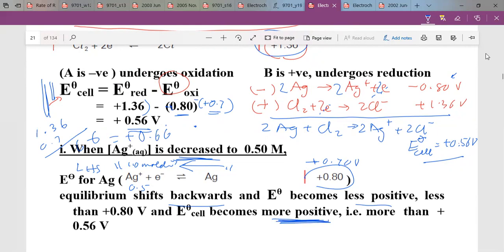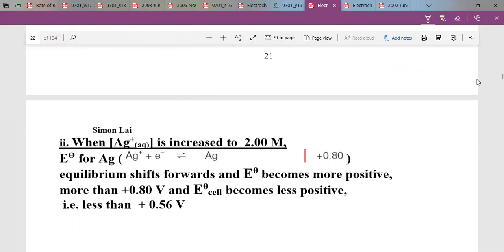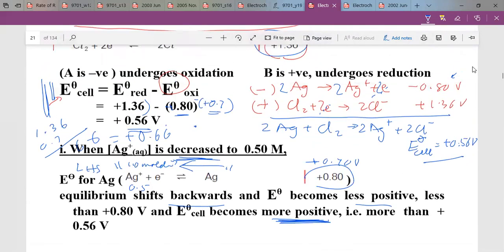Now let's say again here, if it increases to 2 molar. Same thing, if 2 molar, that means it will shift more forward, becomes bigger, plus 0.9, bigger positive. So bigger positive here, that means you minus a bigger positive, minus 0.9. That means it becomes less positive, less than 0.56. Let me better calculate here. 1.36 minus 0.9, 6, carry 1 here, 3, 4. So becomes plus 0.46. Becomes less positive.